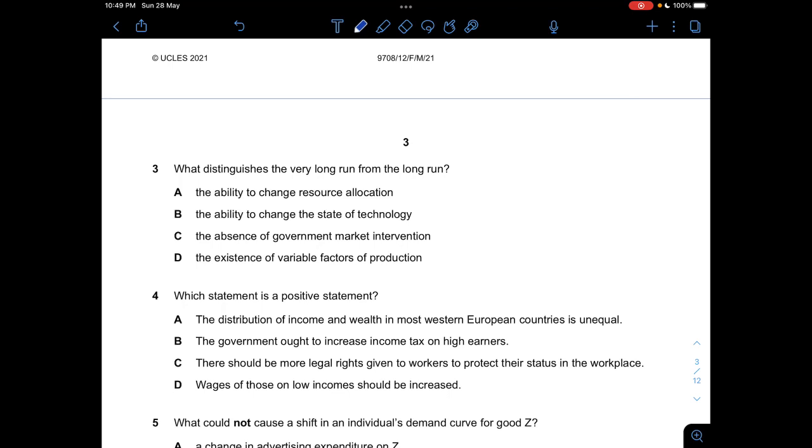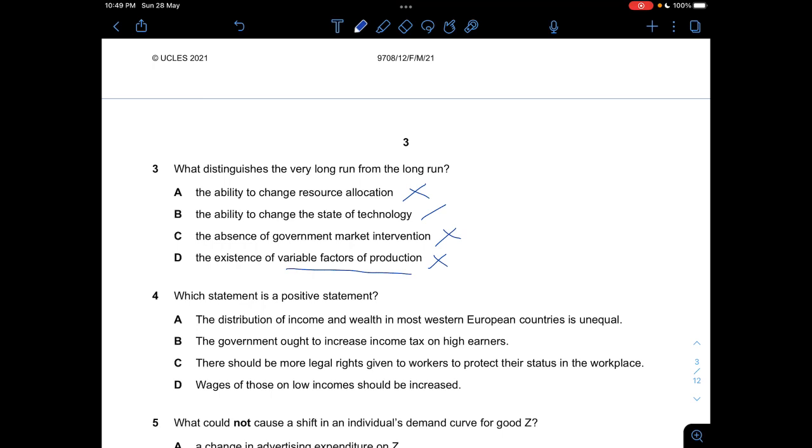And then here you can see that A says the ability to change resource allocation would not be correct. B, the ability to change the state of technology would be correct. And C, the absence of government market intervention, which is not correct. And D, the existence of variable factors of production. This one would fall under long run.